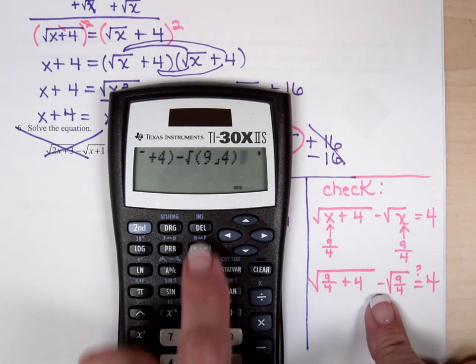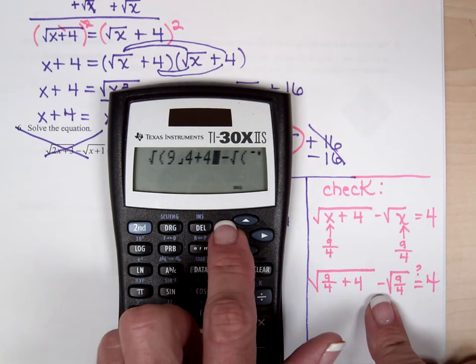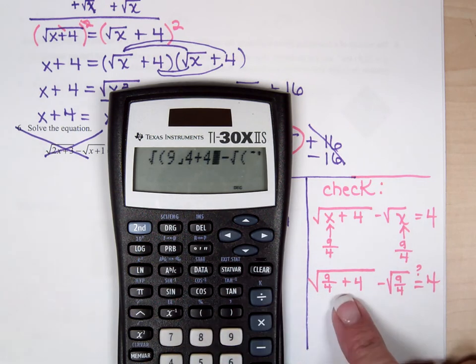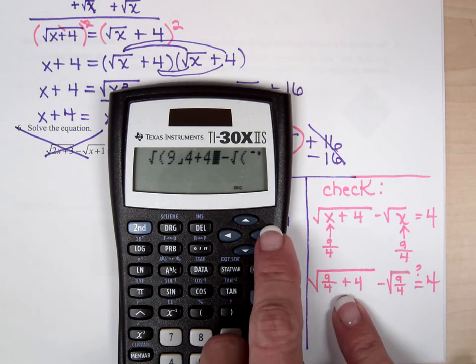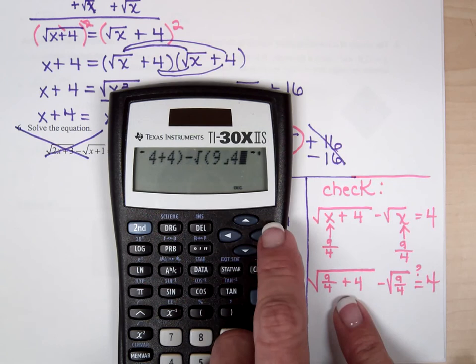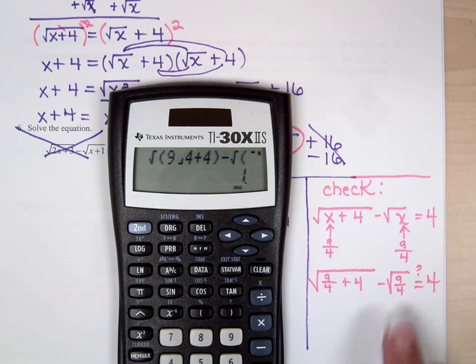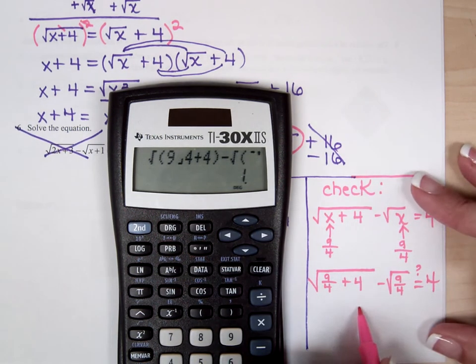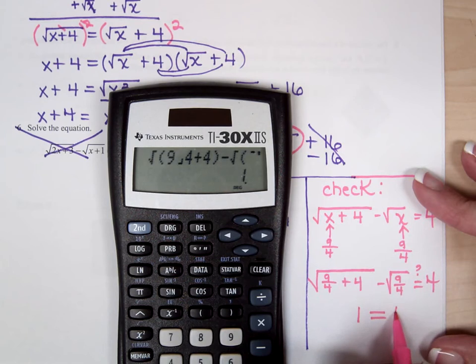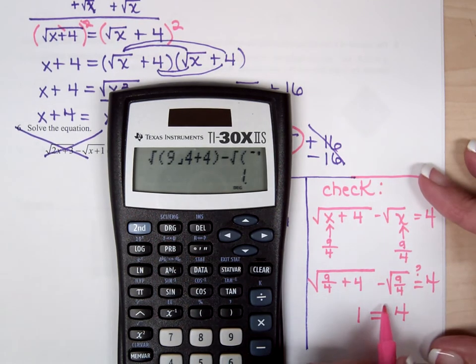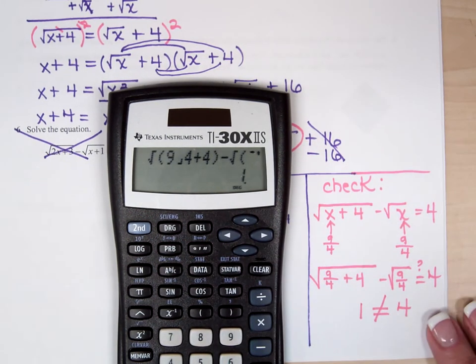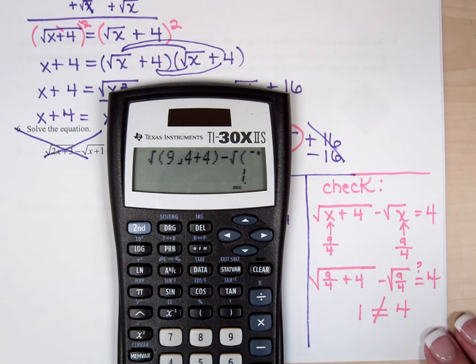So now if you look, you can use your left and right arrow key. It should look exactly like this line. So 9 fraction bar 4 plus 4, close the radical, minus radical 9 fraction bar 4, hit enter, and that gives me 1. So does 1 equal 4? No, it does not. So what do you think I'm going to write for my solution?